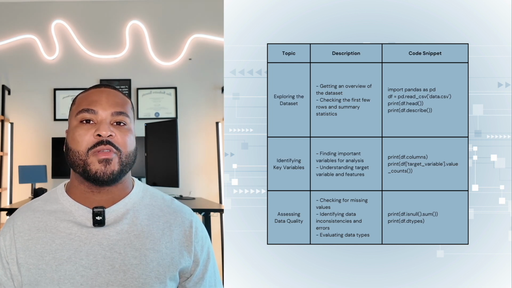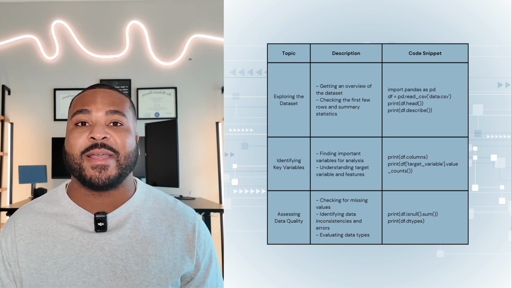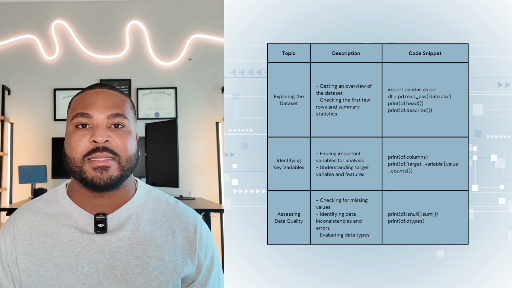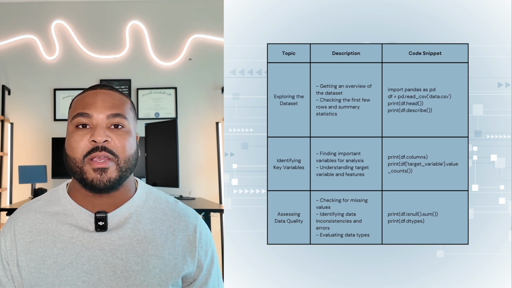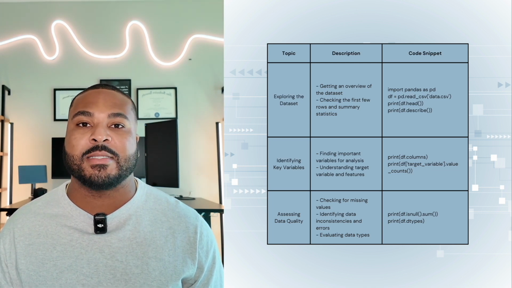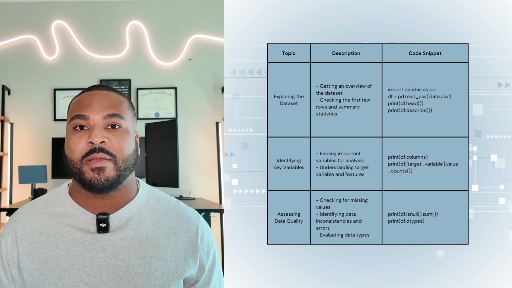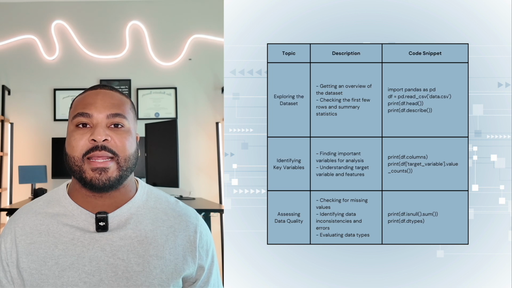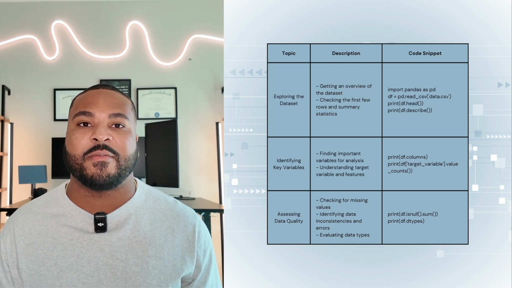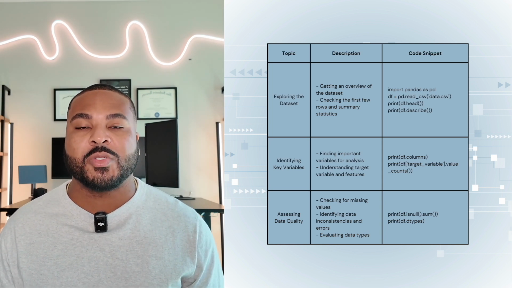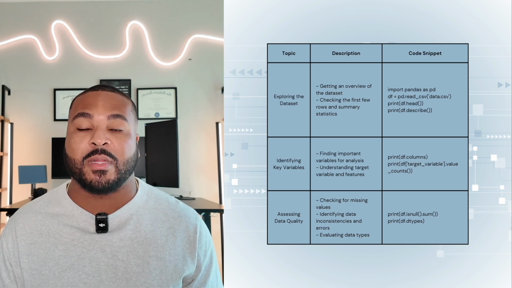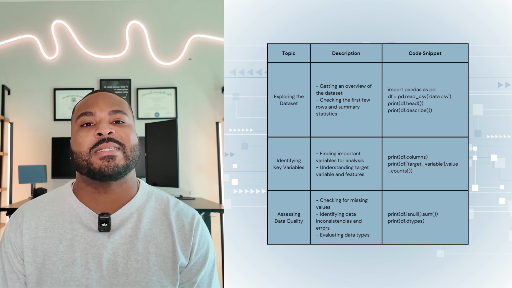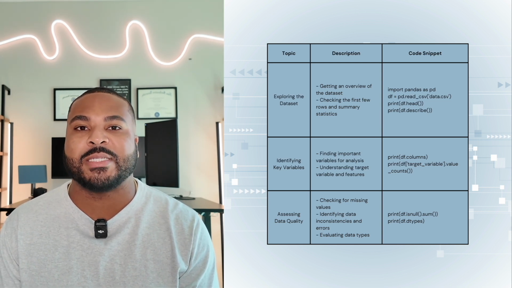Once we have an overview of the dataset, the next step is to identify the key variables that are important for our analysis. This includes identifying the target variable, which is the variable we want to predict or analyze, and the features, which are the variables we will use to make predictions. We can list all the columns in the dataset and look at the distribution of the target variable. By identifying the key variables, we can then focus our analysis on the most relevant parts of the data. Save us some time.